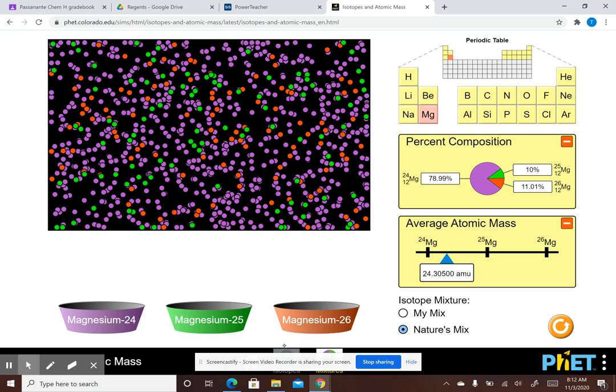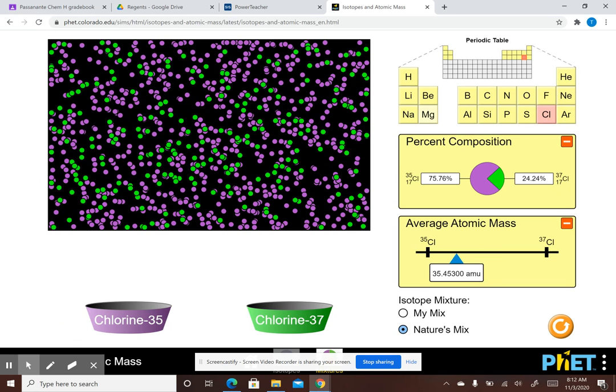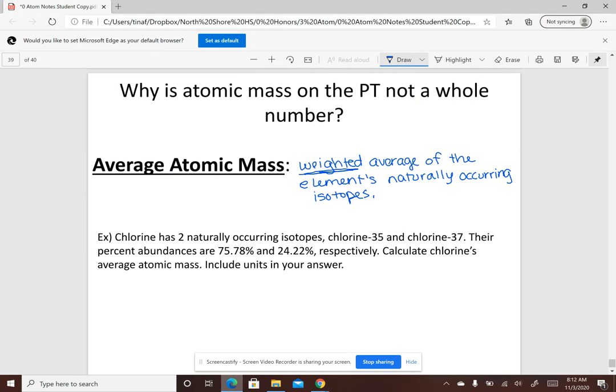So chlorine is the example that we're actually going to do together. Chlorine has 2 isotopes, 35 and 37. And if you look, there's more 35 in nature than 37. So if you had to take a guess as to what the atomic mass of chlorine will be closer to, I hope you would guess that it would be closer to 35 because there's more of it in nature. So let's take a look at how we do this.